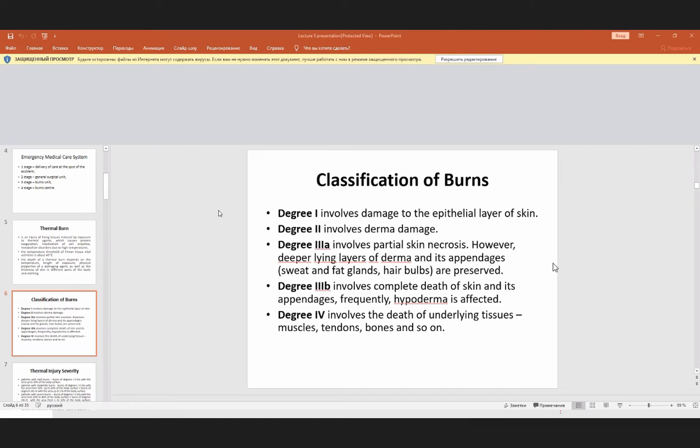Degree 3A involves partial skin necrosis. However, deep layers of the dermis and its appendages are preserved. The epidermis gives rise to spontaneous restoration of skin. Degree 3B involves complete death of skin and its appendages, frequently the hypodermis is affected.